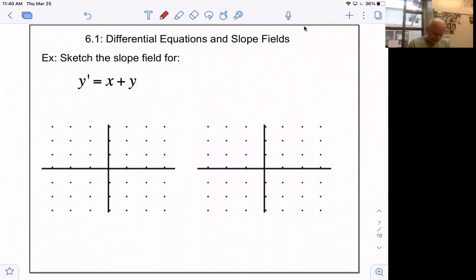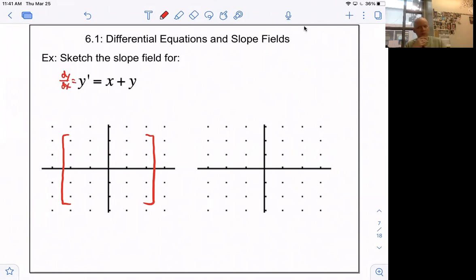Okay, so let's restrict this first of all. Let's make it a little bit easier to manage here, because this is going to be a little tougher. We're only going to do this section of the graph, only out to x and y coordinates of 2. So we've got y prime, or dy/dx, equals x plus y.